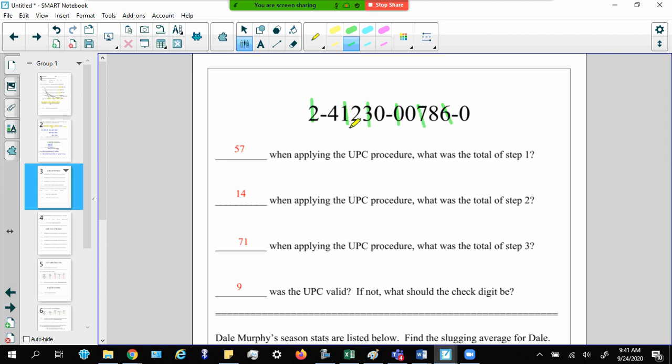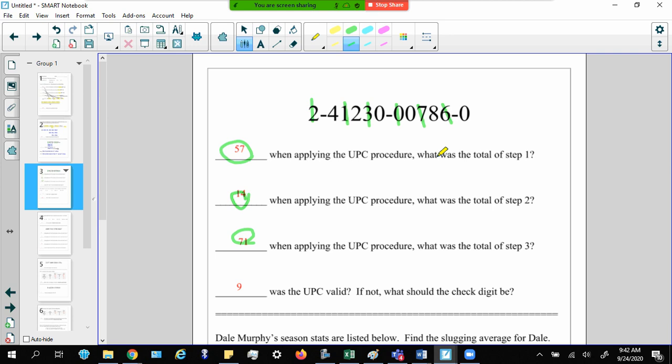All right, so I add all those numbers up, and then I times it by 3. I got 57. Then you take all the numbers that you skipped, like we did in that last problem. You got 14. So 57 plus 14 gives me 71. Now, hopefully you know by now that this does not make the UPC valid. So we need to do this again.